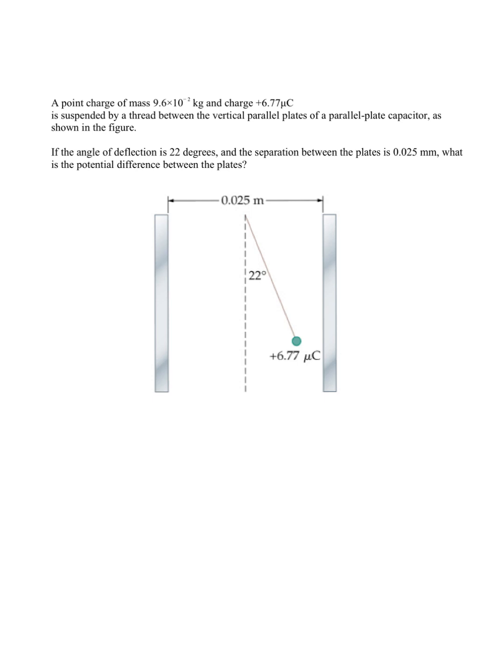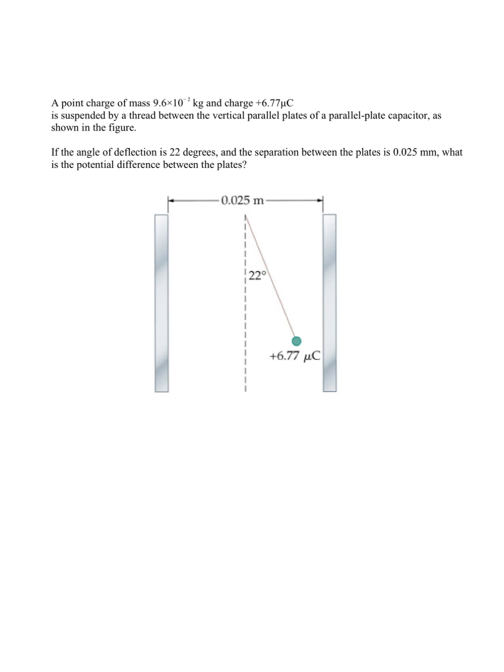to the vertical. If the separation distance between the two plates is 0.025 millimeters, the question asks us to calculate the potential difference or the voltage difference between the two plates of the parallel plate capacitor. So we'll go ahead and start off by drawing a free body diagram for the point charge.